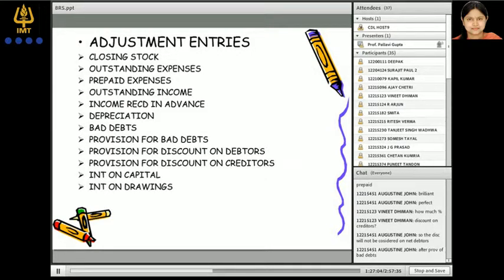Any doubt relating to these adjustment entries? Otherwise, we will take a short break here. Then we have to do one more question for final accounts.